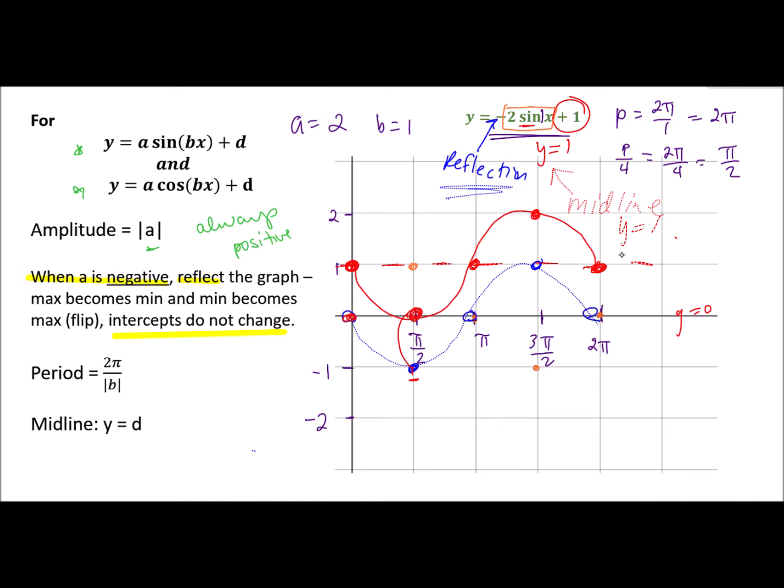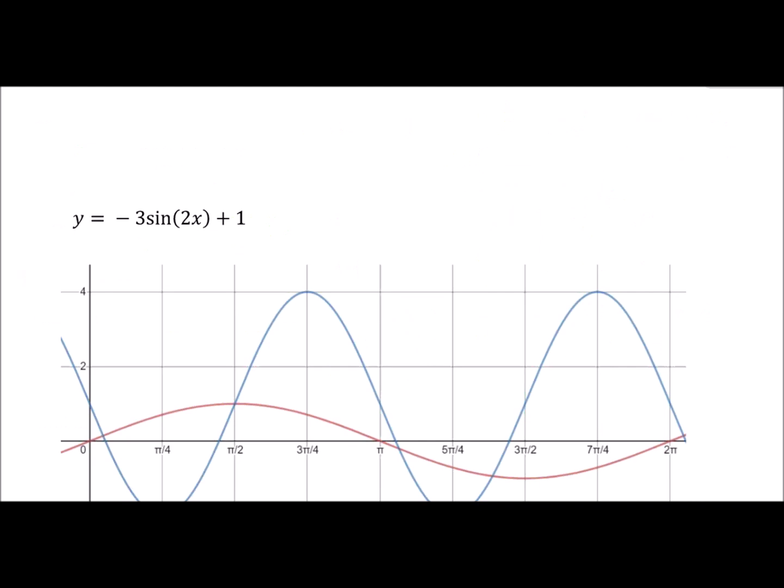Doing it all at once gets really hard. So any kind of amplitude or period shift or period change, do those first. Then if there's a reflection, reflect after that. And then the last one you should do is change the midline and move all the points. Okay.